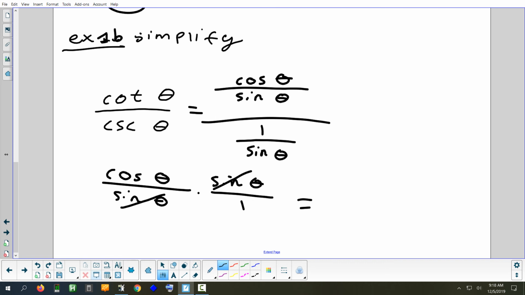So now, Grace, what's left in the top? Cosine. And what's left in the bottom? 1. So it's just cosine. And that's your final answer.